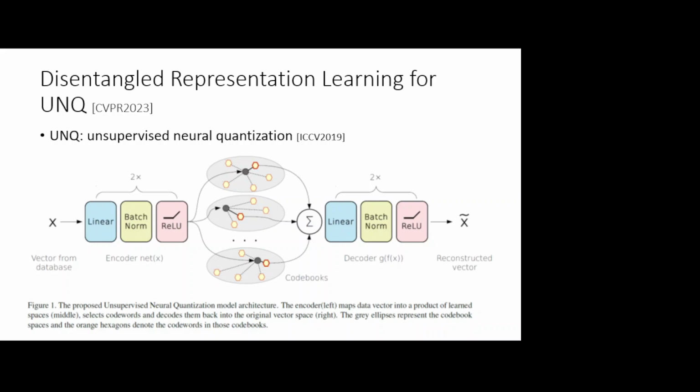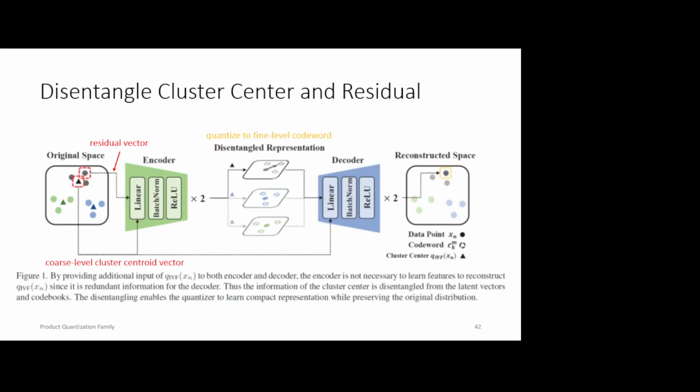Okay, so UNQ tries to use a deep learning autoencoder architecture to do the quantization. But in this paper, they try to improve on that. If you use UNQ directly, you can do it better. They propose to disentangle the class center and the residual first, then do the quantization. It will achieve a better result.